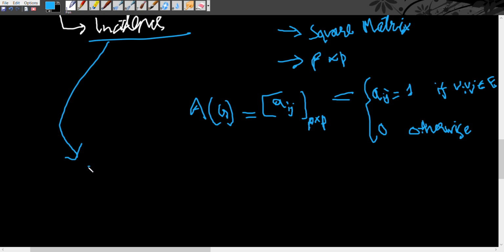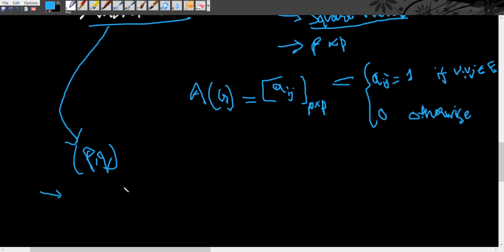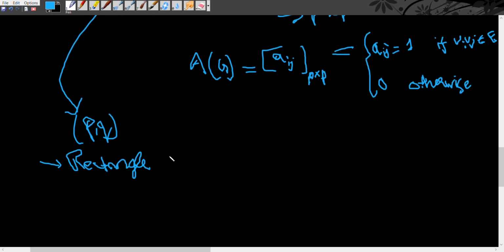So it is also defined for a PQ graph, but as compared to the adjacency matrix, which was a square matrix, this is a rectangular matrix. Obviously a square is a special case of a rectangle, so it can take the form of a square matrix, but in general it's a rectangular matrix. It's denoted by I of G, incidence of G.